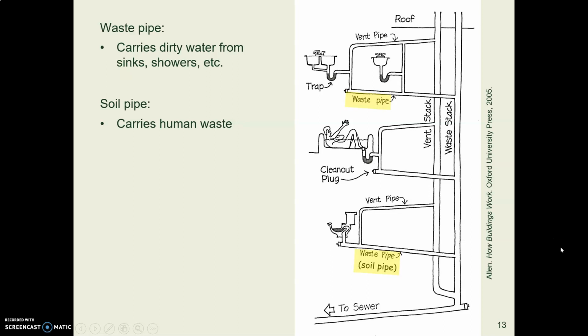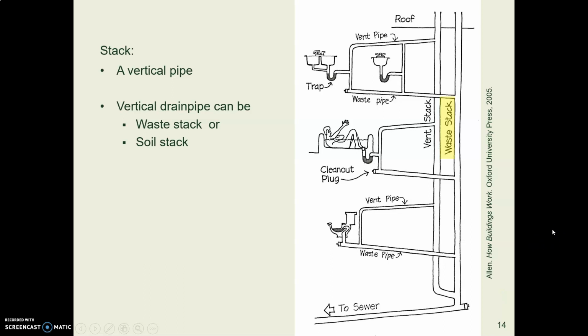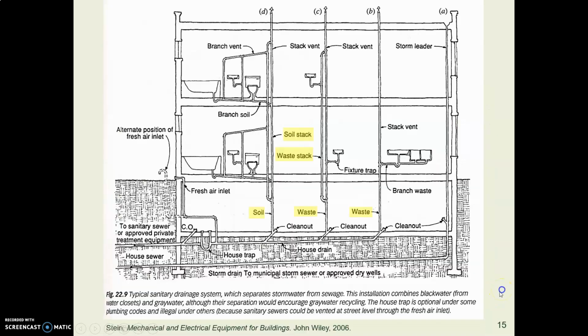All right, so we have a waste pipe that carries wastewater, maybe from a sink or something like that. And then a soil pipe is also a waste pipe, but soil refers to human waste, like waste from a toilet, technically called a water closet. As we mentioned, a stack is a vertical pipe, and it can be a vertical pipe for venting to maintain air pressure, and it can be a vertical pipe to carry the wastewater and soil.